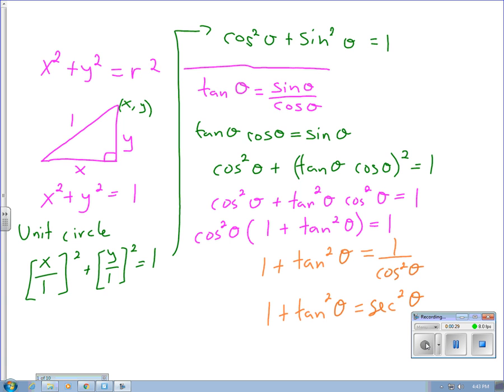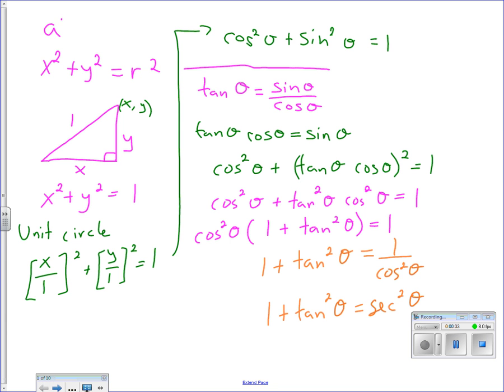So we've started with Pythagoras a long time ago. Pythagoras said that a squared plus b squared equals c squared, with a specific relationship as to what c was. We've taken that into our unit circle, and we've drawn a unit circle. X squared plus y squared equals r squared. Our unit circle is defined by a radius of 1. So we've said x squared plus y squared equals 1.